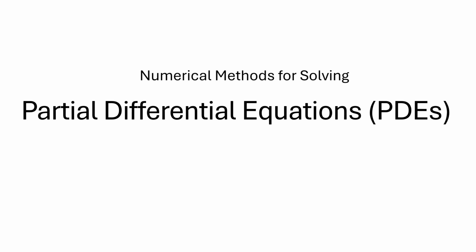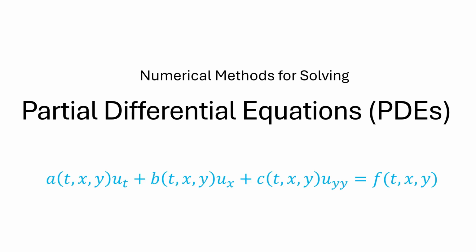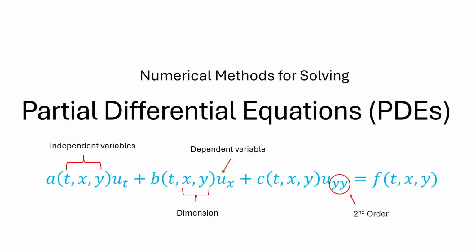Unlike ordinary differential equations, PDEs involve functions of multiple variables and partial derivatives with respect to each variable, therefore describing multidimensional processes. Here t, x, and y are independent variables, which often represent time and space. U is the dependent variable. The dimension of a PDE is the number of independent spatial variables, which in this case is 2. And the order of a PDE is the order of its highest derivative.